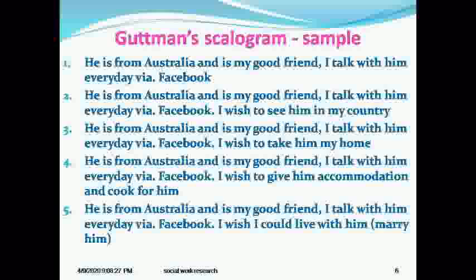Third statement, he is from Australia. He is my good friend. I talk with him by Facebook. I wish to take him to my home. So here the distance is lesser. The person wants to see him in his own home. To accept someone at home, you need to be more intimate. Let us see the fourth statement: I wish to give him accommodation and cook for him, which means the friend is very, very close. In the last statement, I wish I could live with him or her, which means there is so much intimacy.